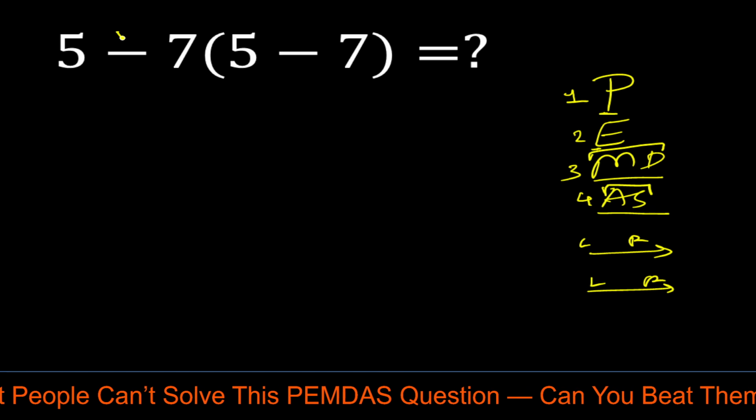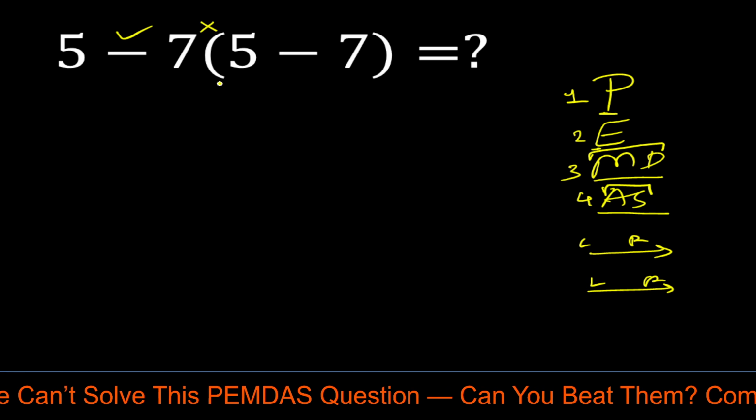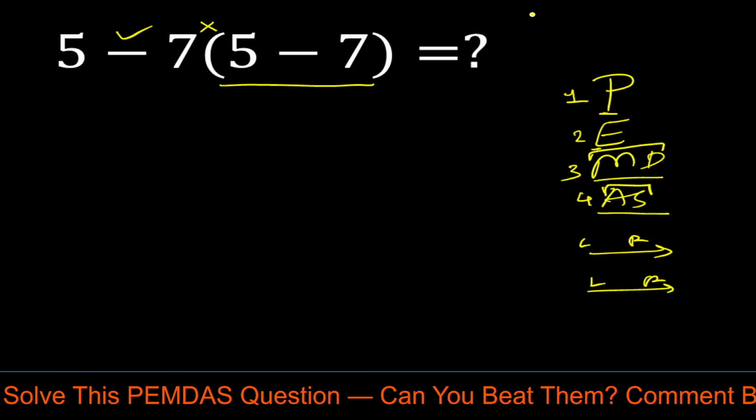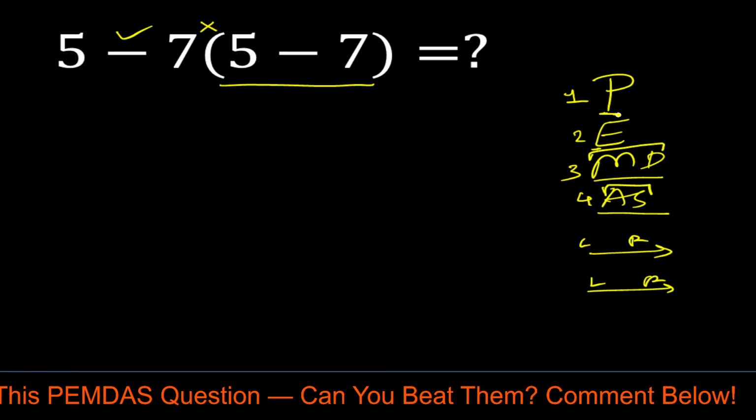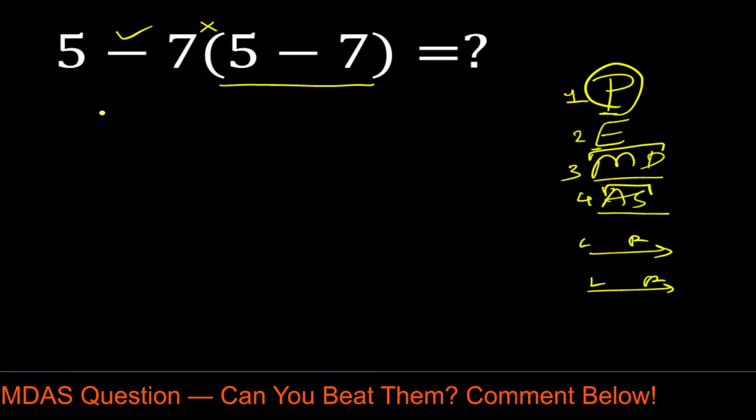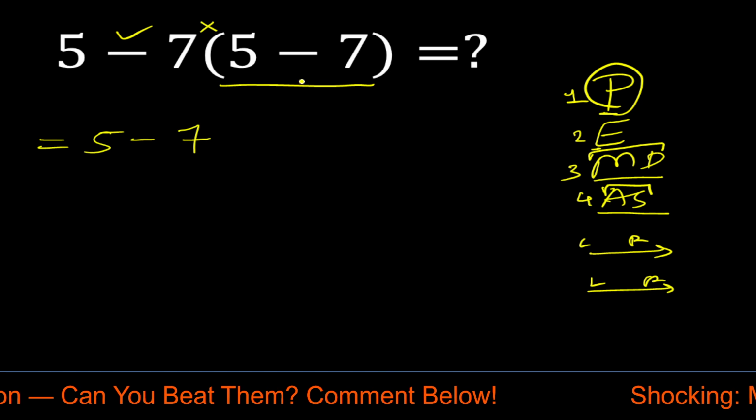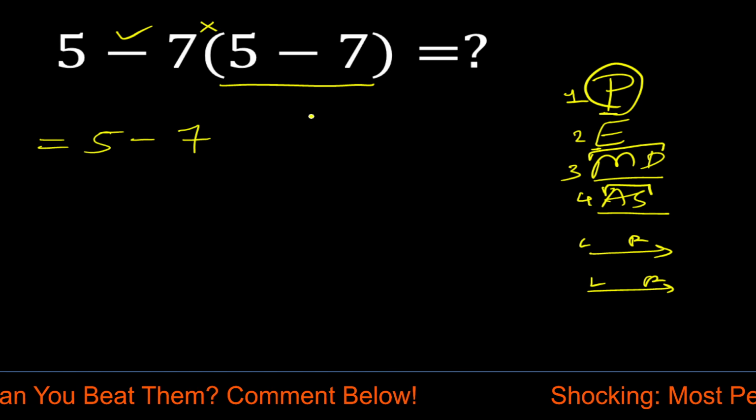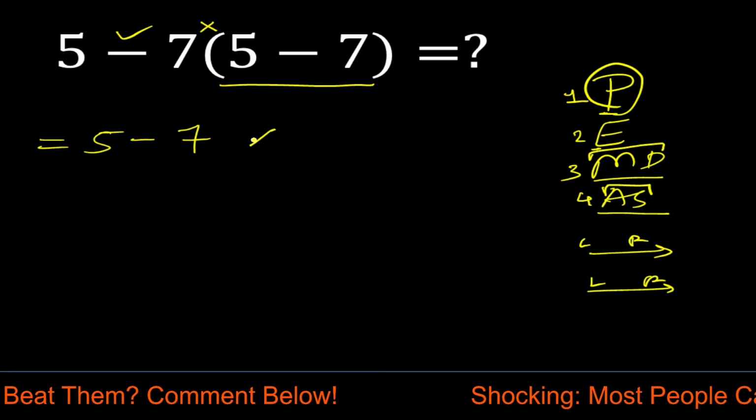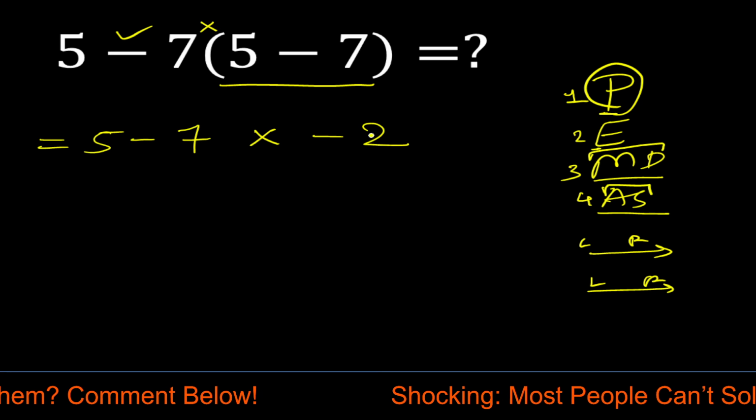So in this question, here we have subtraction, here multiplication, and here we have one parenthesis, right? So according to PEMDAS rule, first we have to solve parenthesis. So now 5 minus 7, now solve this parenthesis first. 5 minus 7 is equal to minus 2. So times minus 2, right?